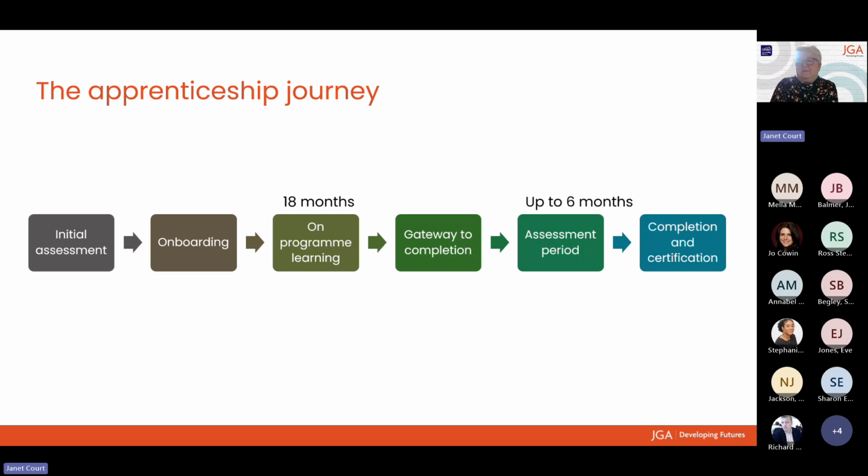And then that leads them to something called Gateway. Gateway is the division between being with us on programme and going into assessment. As I said, it's up to 6 months. We have no evidence to say that they will use the 6 months, but they have to be allowed 6 months. In most cases, with any endpoint assessment or apprenticeship assessment organisation, they don't take the 6 months, but it's there.